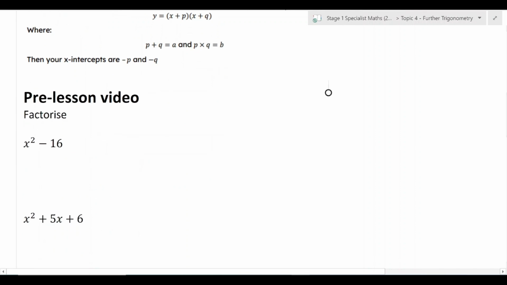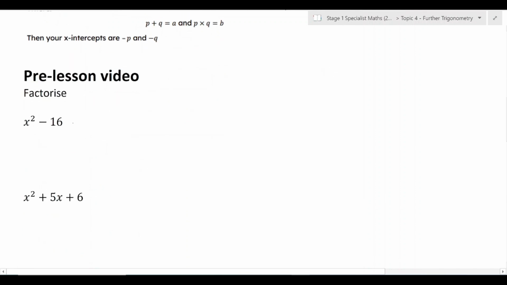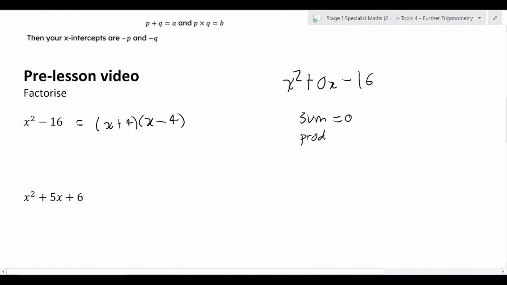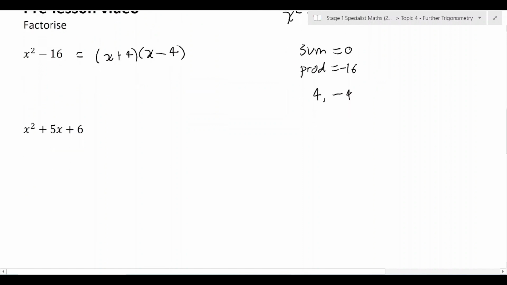So first things first, let's do a review of factorization from methods. This one here, x squared take 16, factorizes into x plus 4 and x take 4. This is the difference of two squares thing we saw before. If you want to be really fancy, this technically is sum and product. If you think of it like this, you're summing, so two things need to add to give you 0, and the product of those two things has to be minus 16. Those numbers are 4 and minus 4. So technically it's sum and product too. But this one's a bit more clear.